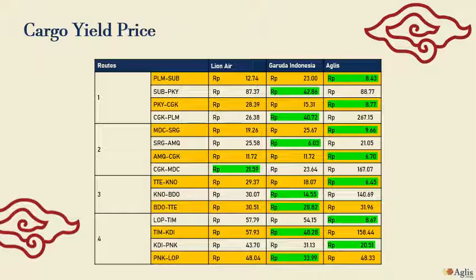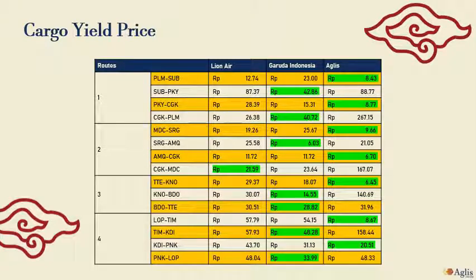The table shows the cargo yield for each route for Lion Air, Garuda Indonesia, and Aglis, and the boxes highlighted in green show the cheapest option for that route. Aglis stands as number 1 with 7 routes being the cheapest, followed by Garuda with 6 routes, and finally Lion Air with only 1 route being the cheapest.